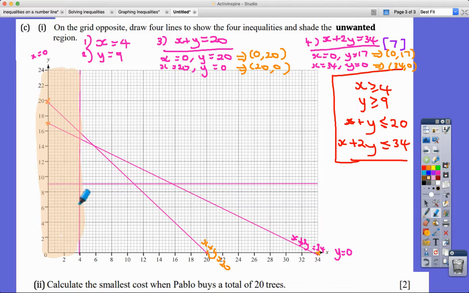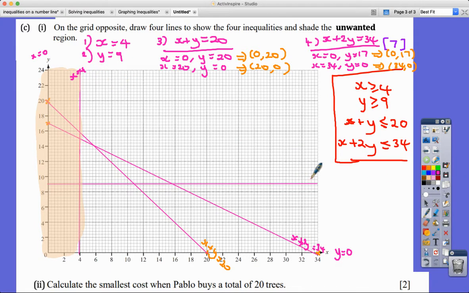Steady-ish. Okay, get the idea. All right, so there's that one. Okay, so I'm shading out the bit that's less than 4. I only want greater than or equal to 4. So you can see hopefully why I've shaded out that bit, remembering that that was my line x equals 4. Let's actually label it too.